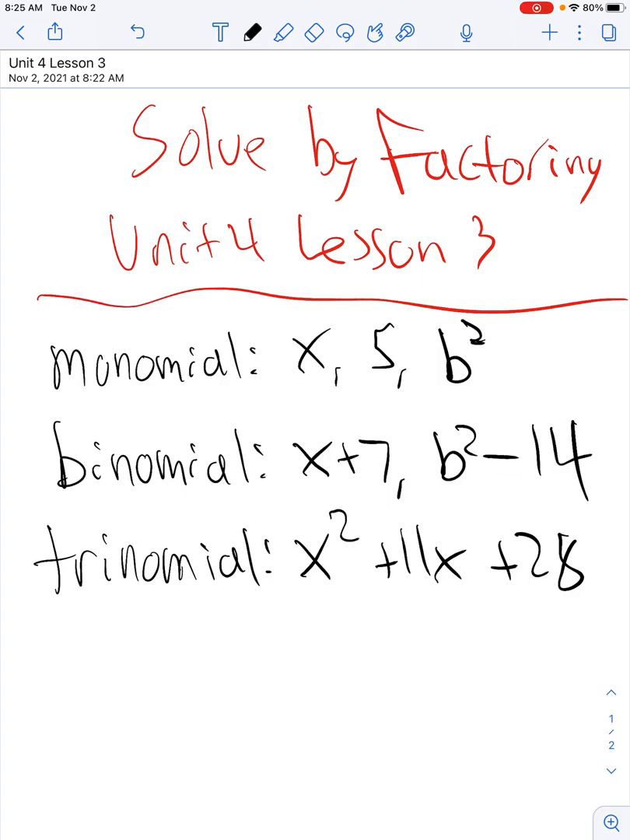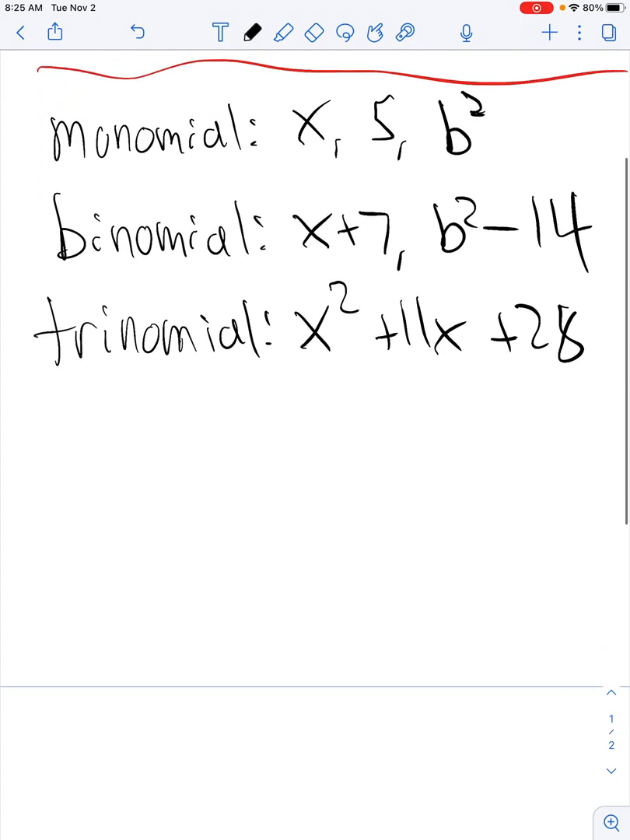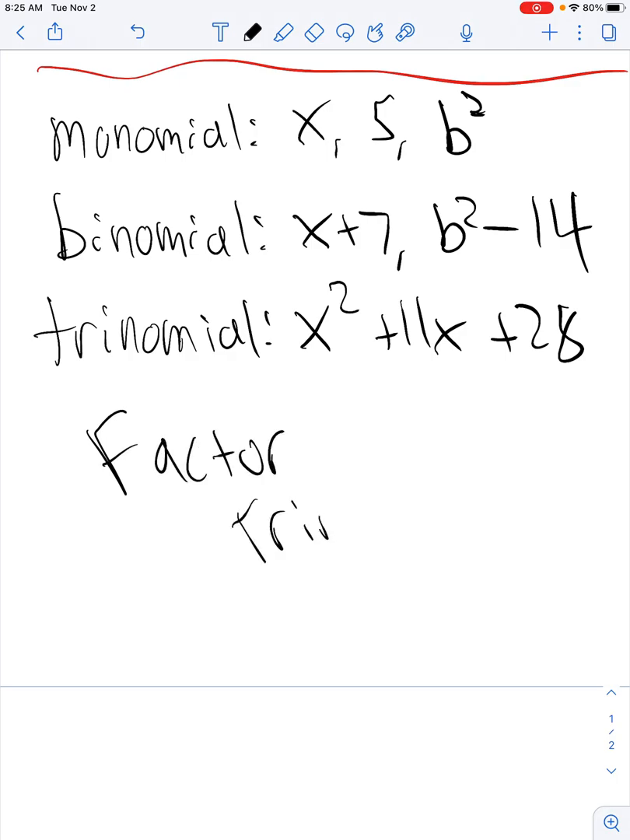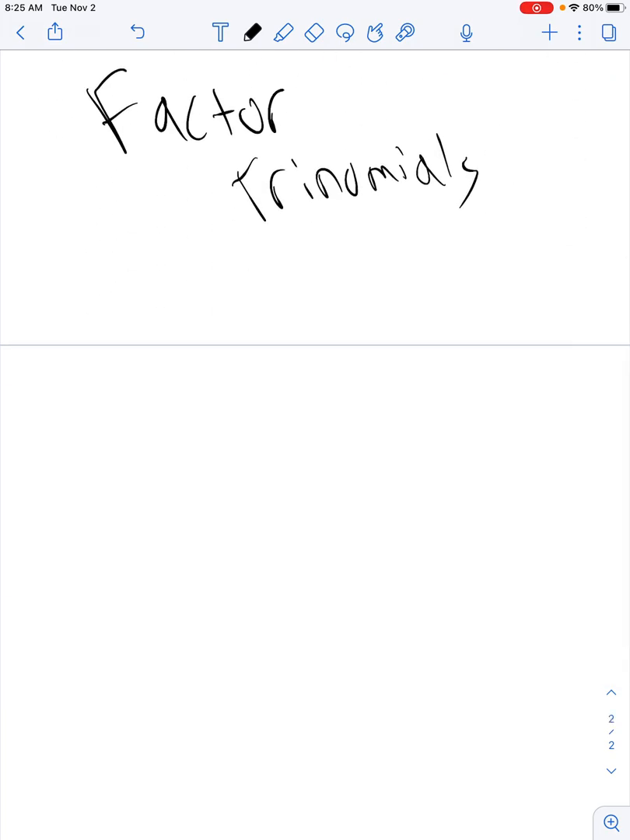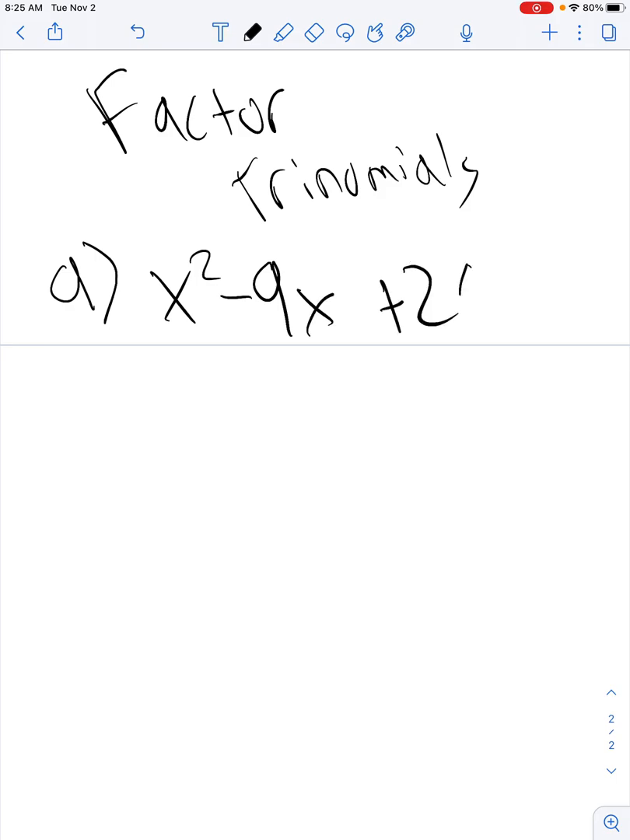So we're going to focus on factoring trinomials in the form of x squared plus bx plus c, or our standard form. And so how I like to teach factoring is, when we're factoring trinomials, we're going to use this thing called the factor x. So the first example we're going to do is x squared minus 9x plus 20.